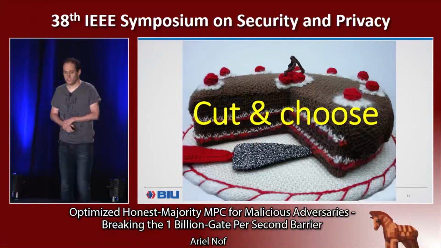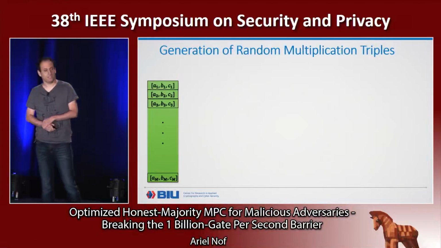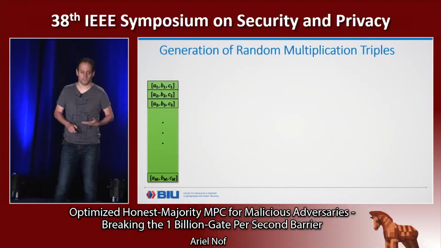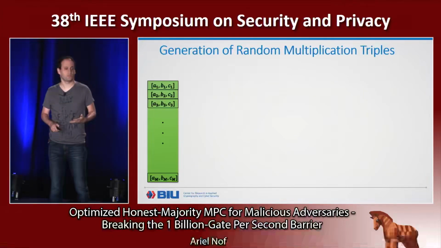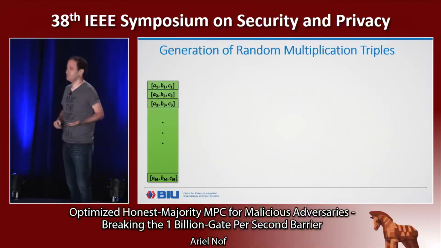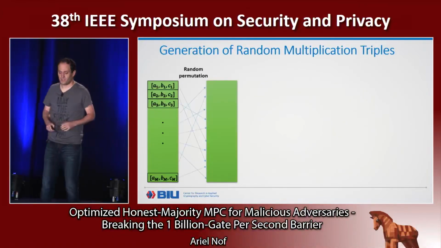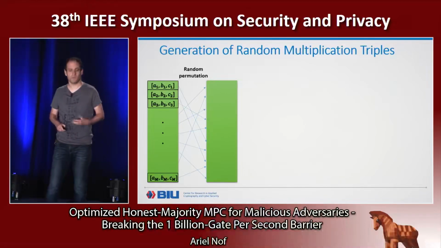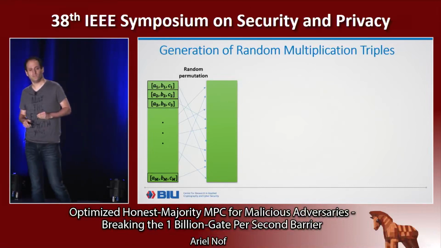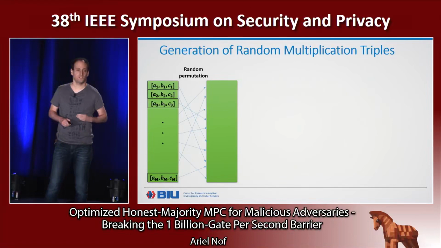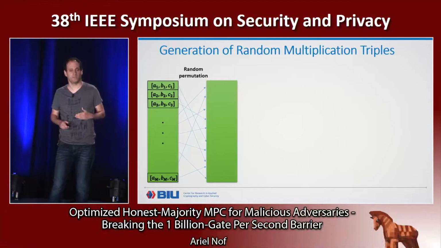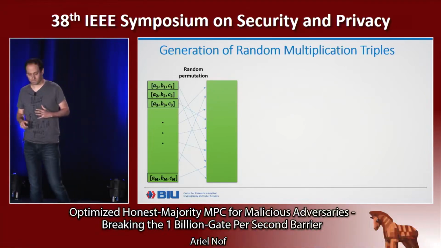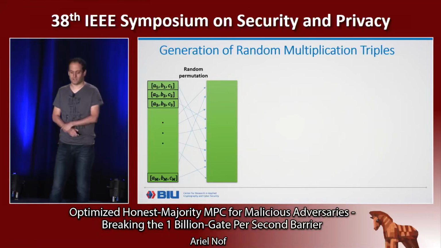How does it work? We start by generating many triples, let's say M triples, in a semi-honest way. So these triples might be incorrect. And then we randomly permute these triples, the array of triples. And the key here is that the permutation cannot be known to any of the parties before they finish generating all the triples in the previous step. This is key for the security of the protocol to hold.